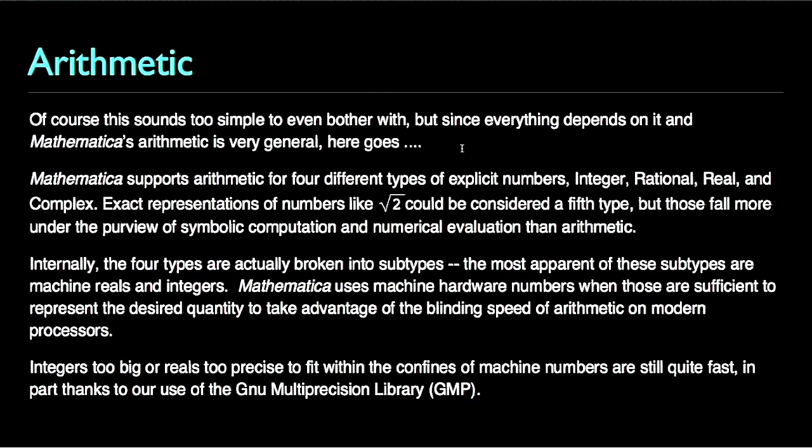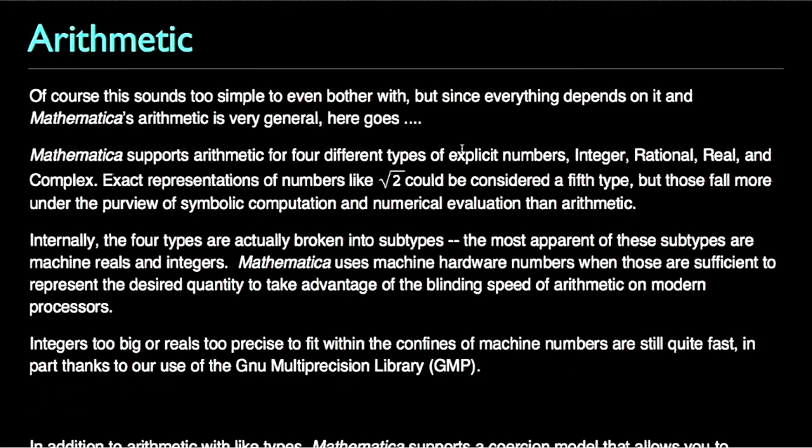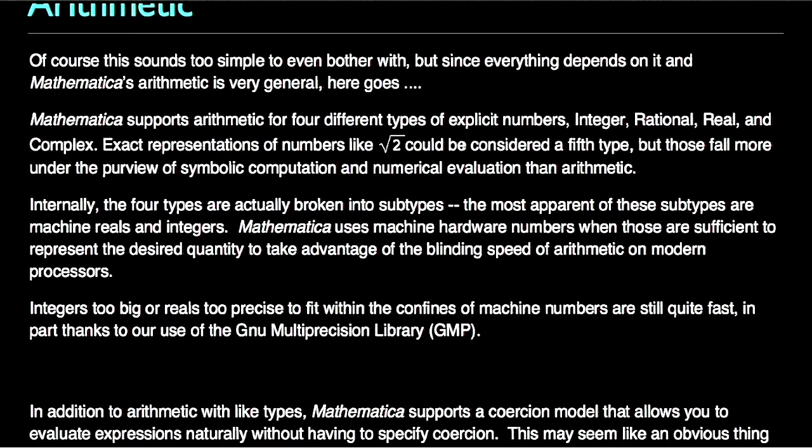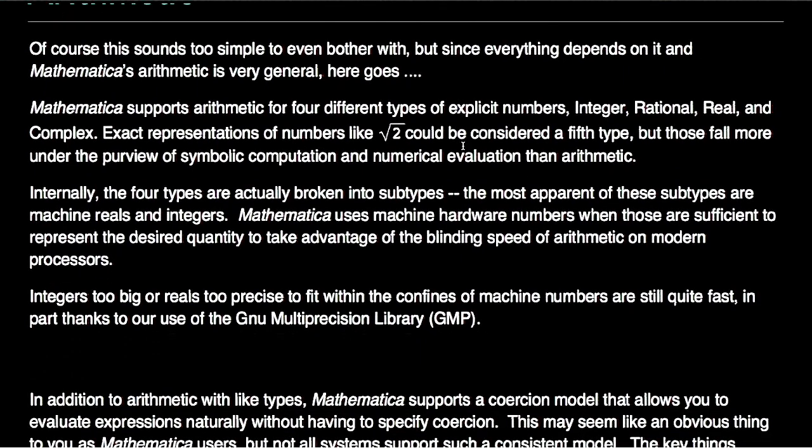Let's go to arithmetic. Okay, so again, arithmetic seems really simple, right? Why bother talking about arithmetic? But this, again, is something unique about Mathematica. So we have arithmetic for 4 types of numbers: integer, rational, real, complex. And we keep exact representations like the square root of 2. So if you enter the square root of 2 in Mathematica, it stays as the square root of 2. Now, some radicals may simplify themselves into other forms, but it stays as that symbolic thing that really represents the exact square root of 2. It's not 1.14, whatever. Okay, it's really the square root of 2.